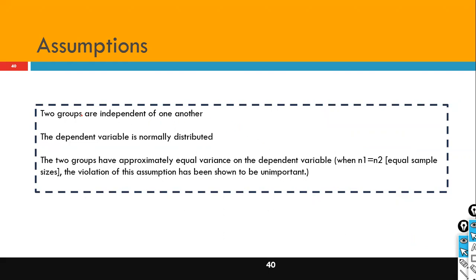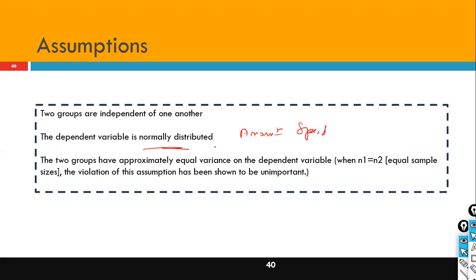Here, the assumptions in the case of the two independent sample t-test: the two groups are supposed to be independent of one another. They should not be the same. One population was male and the other population is completely different, that was female. The dependent variable is normally distributed. What is the dependent variable? Amount spent.